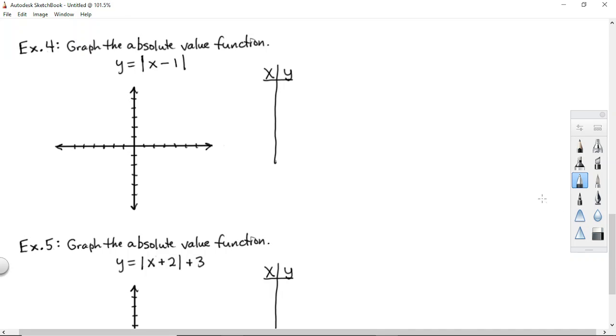Okay, y equals the absolute value of x minus 1. So we'll use the same points again: negative 2, negative 1, 0, 1, 2. And this time, inside the absolute value bars, we're subtracting 1. So let's do a couple of those. Write them out. We're plugging in a negative 2 for x here, and then subtracting 1.